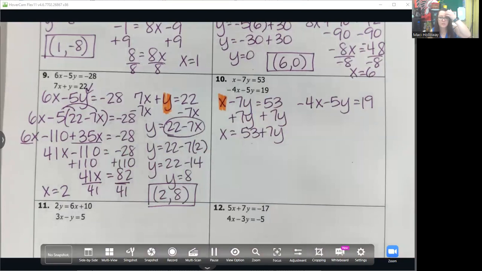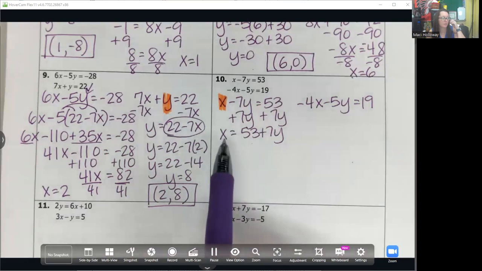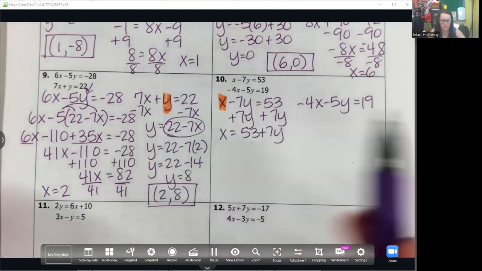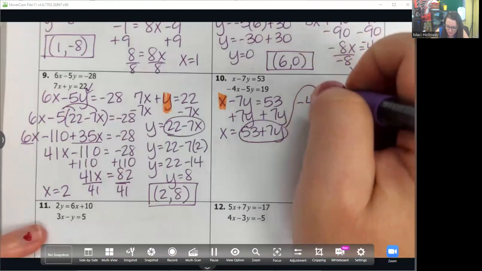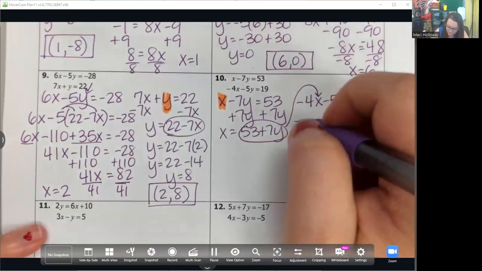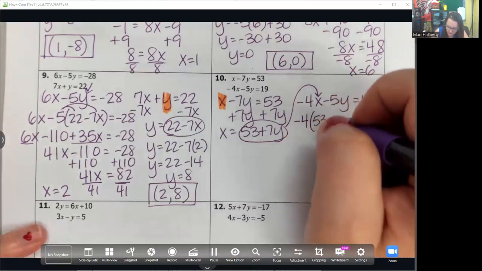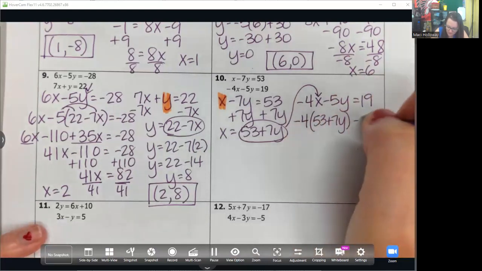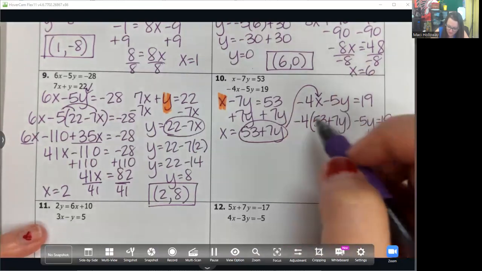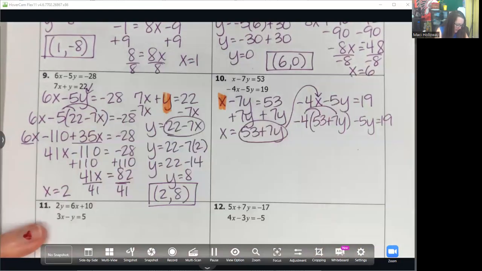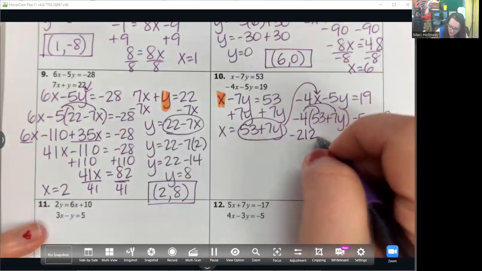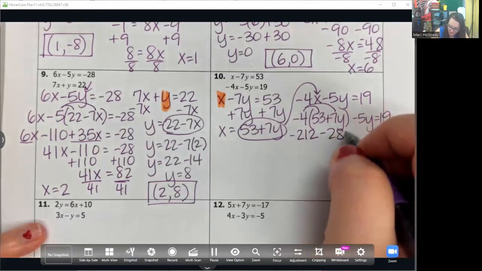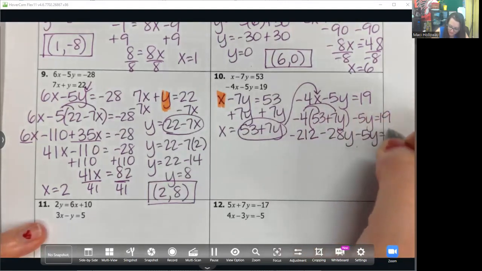It doesn't matter which one you solve for. I like to solve for the easier one, and the easier one is the one that has the variable with no coefficient, or where the coefficient is 1. So if x equals 53 plus 7y here, then x will equal 53 plus 7y there. So I'm going to plug in negative 4 times 53 plus 7y, minus 5y equals 19. Distribute negative 4. Oh, these are going to be big numbers. 4 times 53 is 212, and it's a negative 212. 4 times 7 is 28, minus 5y equals 19.